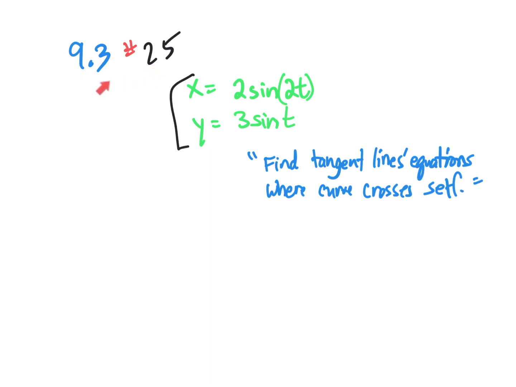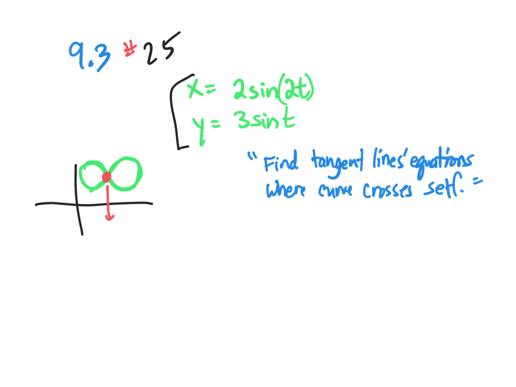Number 25 in section 3 asks us for this parametric plane curve, find the equation of the tangent lines where the curve crosses itself. We're not supposed to use technology, and so what I'm going to graph right here is not at all this function. I'm just looking at an example of a graph which crosses itself multiple times at one point being here.